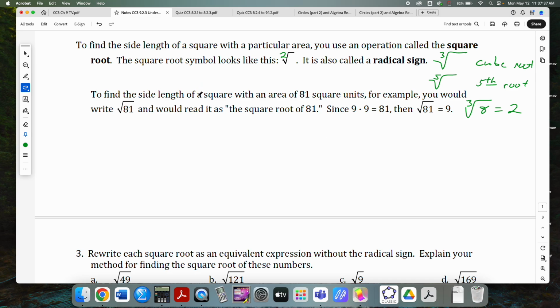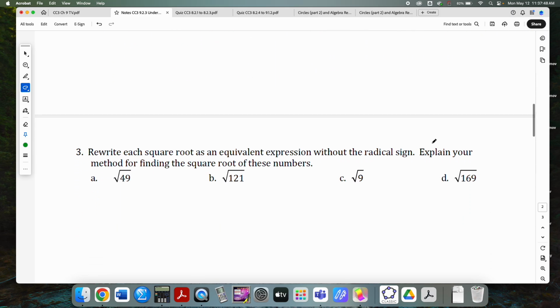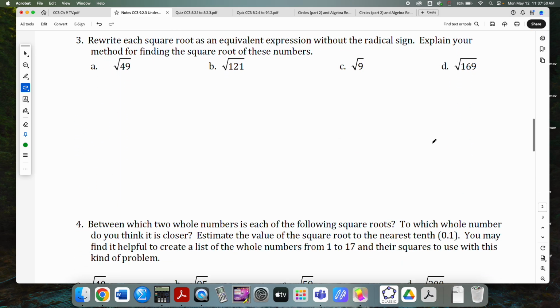So to find the length of a side of a square with area of 81, you would write the square root of 81, and since 9 times 9 is 81, the square root of 81 is 9. All right, moving on. I think most of you will do this extremely quickly. Rewrite each square root as an equivalent expression without the radical sign. Explain your method for finding the square root of these numbers.